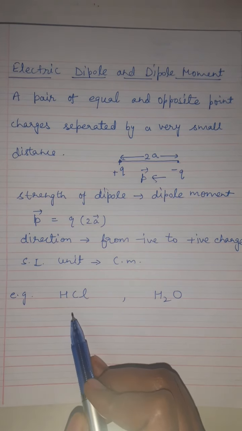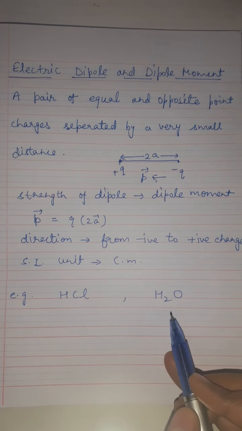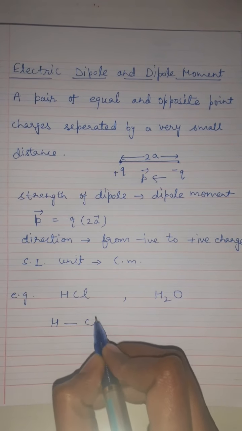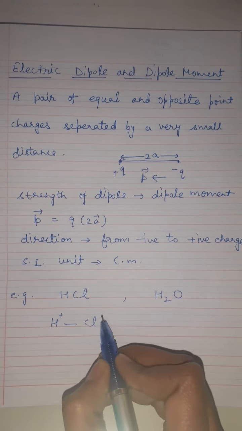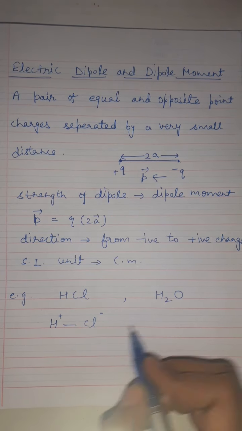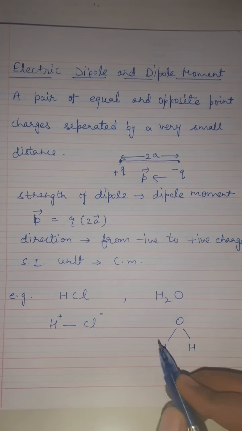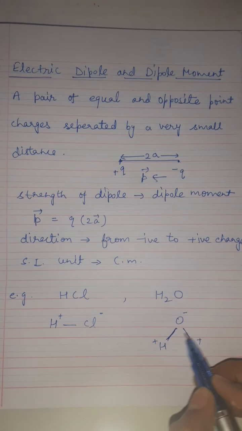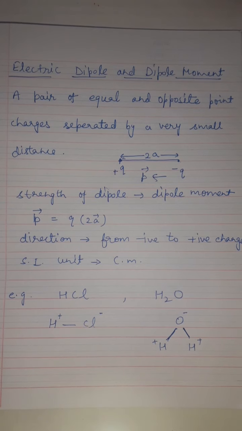Some examples of the dipole moment are the HCl molecule and the water molecule. Here we know that there is a single bond between H and Cl. So H is positive and Cl is negative. So plus and minus charges are separated by a small distance. Similarly, here oxygen is bonded with two hydrogen atoms. So oxygen is negative and hydrogen is positive. So this is a dipole and this is also a dipole. These are two examples of electric dipoles.